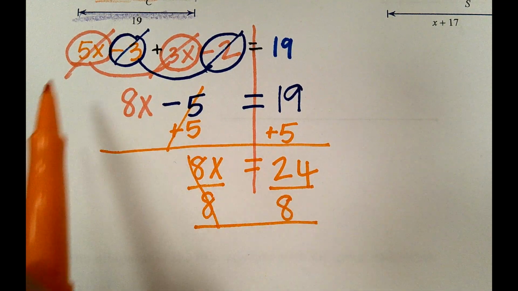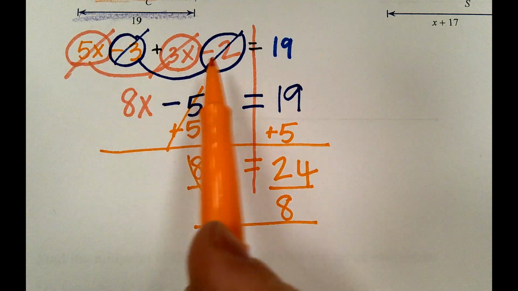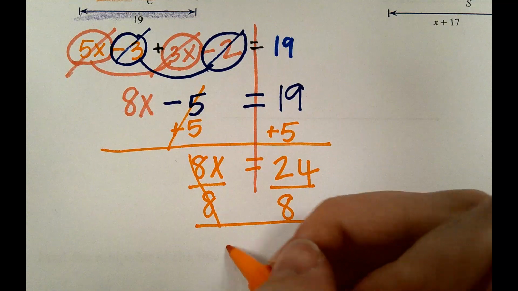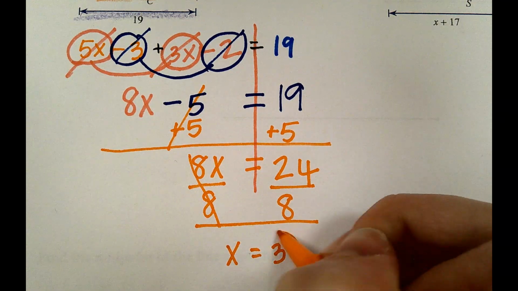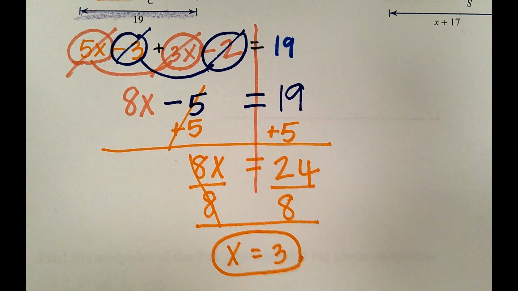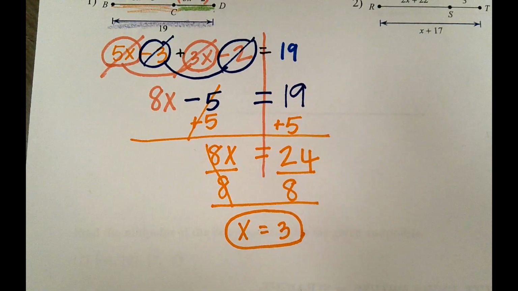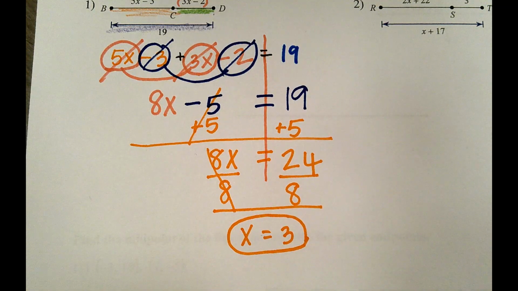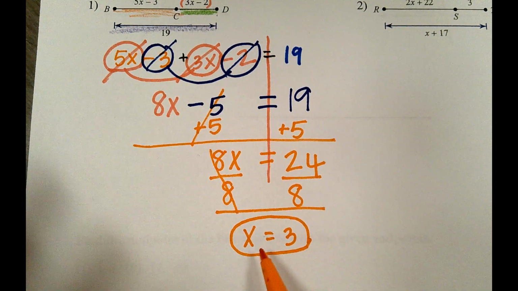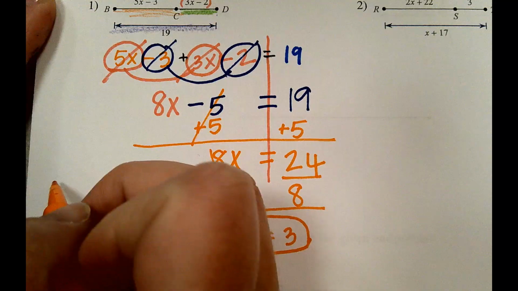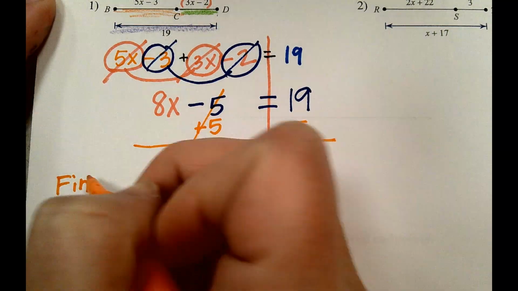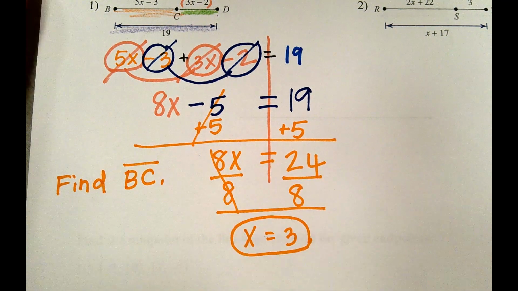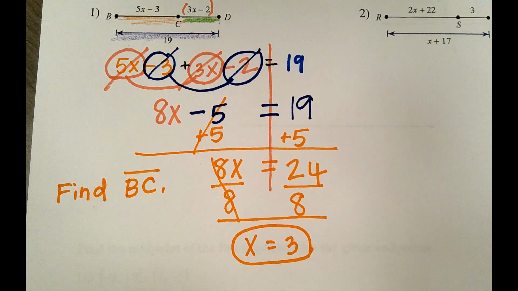So you see, all we did is we put the pieces together: A plus B equals C. We combined like terms, we solved the equation, and we got x equals 3. Now, once we have our x solved for, let's say I wanted you to find the length of one of these segments. What if after we found x, I said, I also want you to find BC? How could I do that?